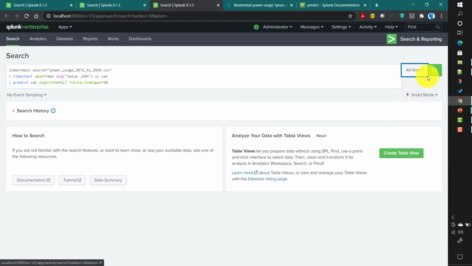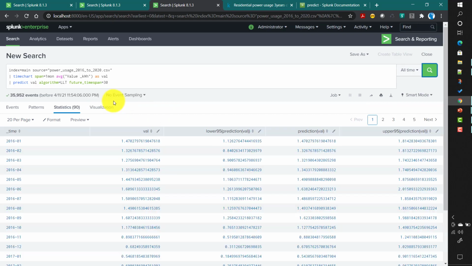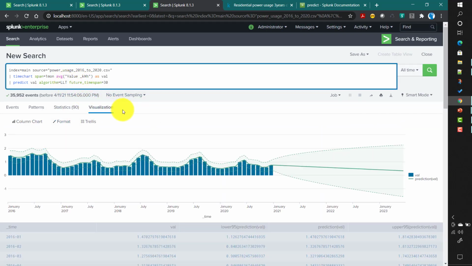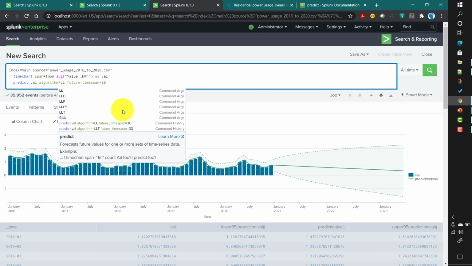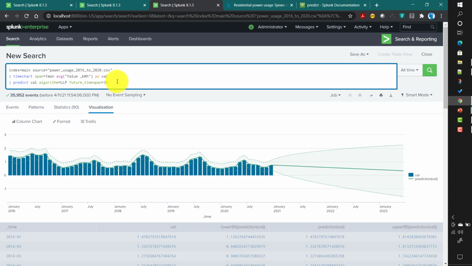I will do it for all time. So this is for our LLT, right? So now visualization, now we will be using the LLP over here. As I said, this is only considering the seasonality of the data. It does not consider any trend over here.